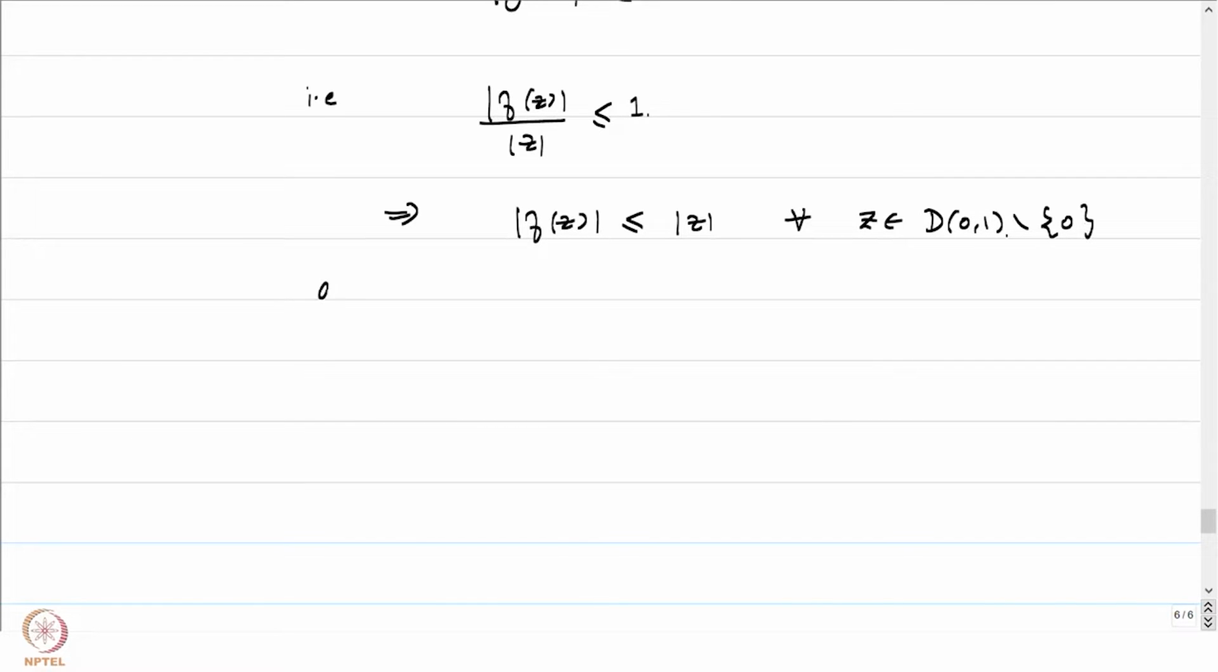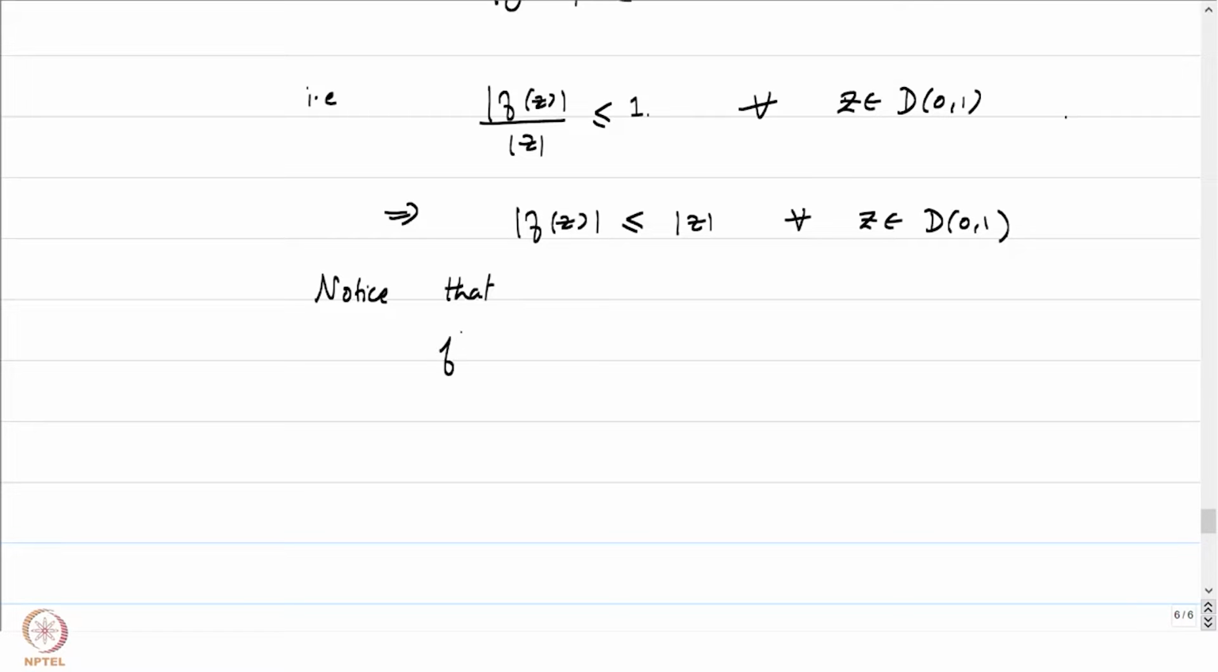What is going to be g(0)? Notice that this holds for all z in D(0,1) minus 0. This is precisely what it says. Anyway, for 0 also we know that f(0) is equal to 0, so there is nothing to, maybe I shouldn't unnecessarily add these restrictions here, but we still have something else to prove. We have to prove that |f'(0)| is also less than or equal to 1.